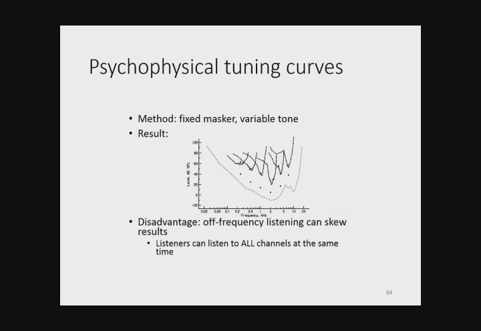So, if I measure that with one person, for example, this would be kind of the results. So this is our absolute threshold. These are our test frequencies: 200, 500, 1K, 2K, 4K, 8K, and these are the masking curves in there.